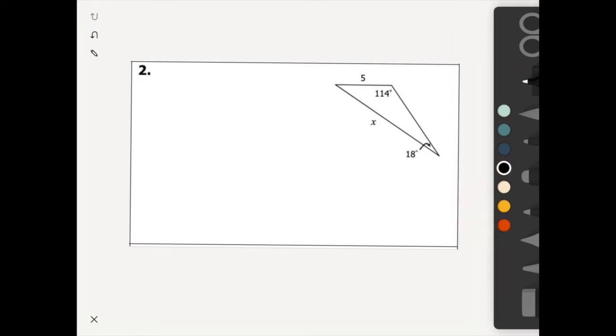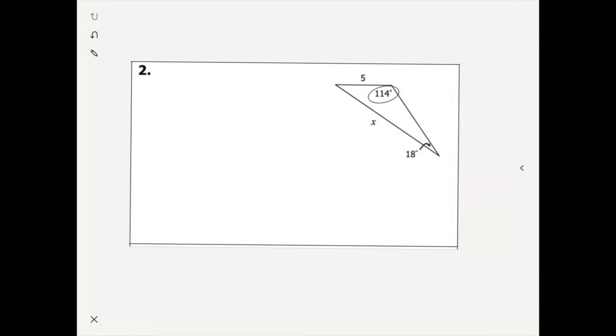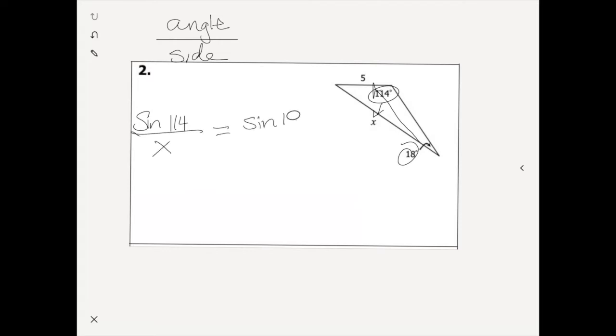Here we have our two angles. We have 114. Across from 114 is side x, and across from this 18-degree angle we have 5. So we're going to say the sine of 114, remember it's always the angle at the top and then the side at the bottom. So the sine of 114 over x is equal to the sine of 18 over 5.